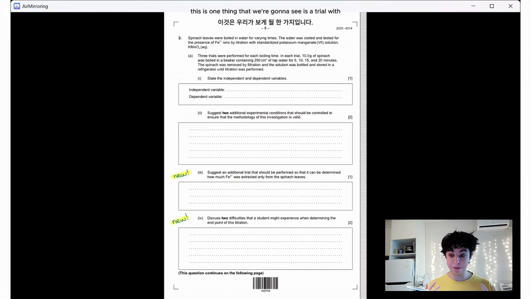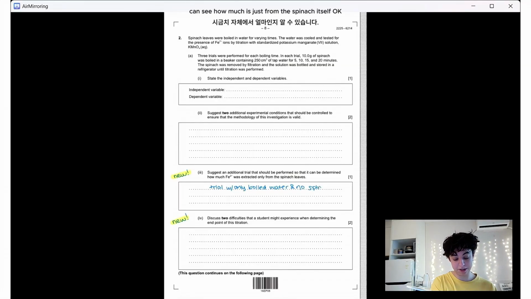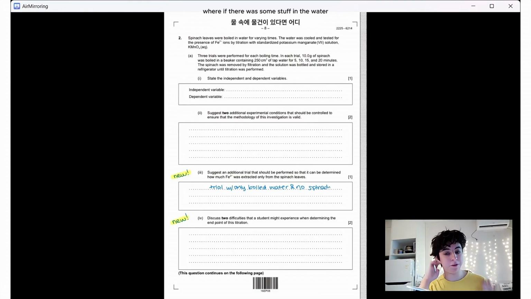And so this is one thing that we're going to see: a trial with only boiled water and no spinach. Because then we can see how much is just from the spinach itself. Okay, this would essentially, where if there was some stuff in the water, we could then quantify that systematic error to then subtract from all of our values from the times, if that makes any sense. So that would be that part 3.